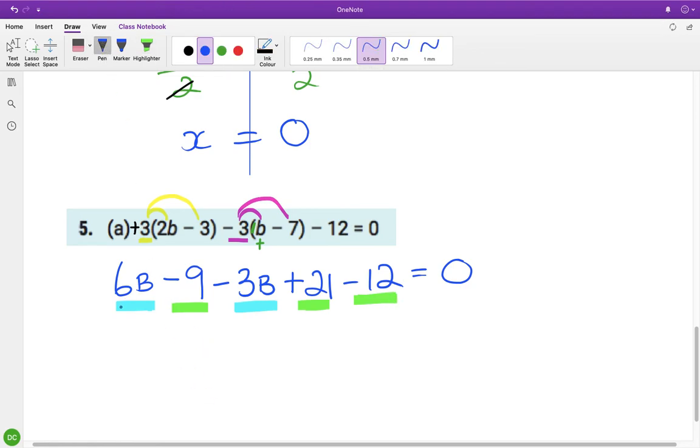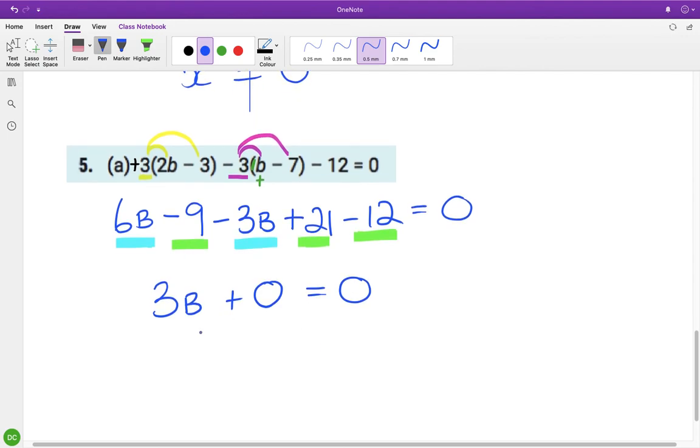So the blue 6 minus 3, I have 3b. And the total here for the numbers, I have minus 9 plus 21 minus 12, which you can hear I'm just typing into my calculator. Okay, so that is 0. Okay, so 3b plus 0 is just 3b.